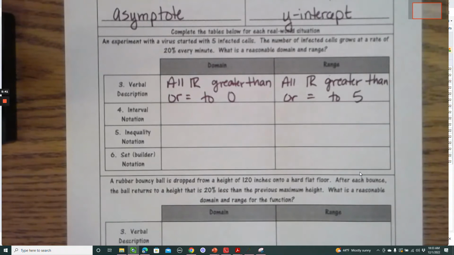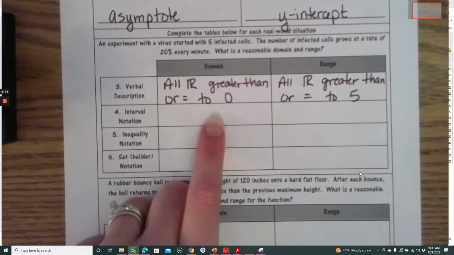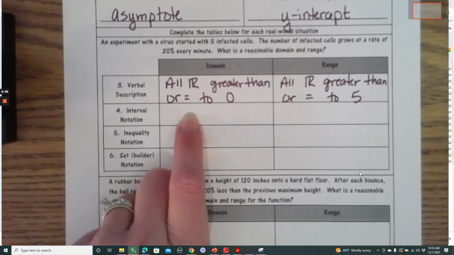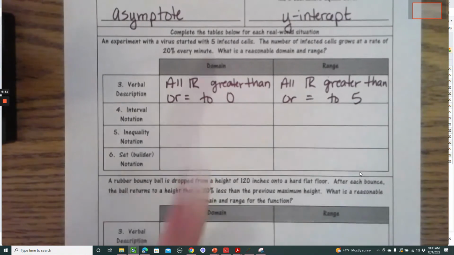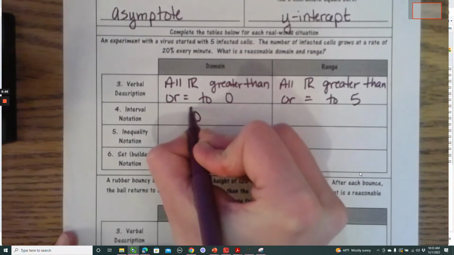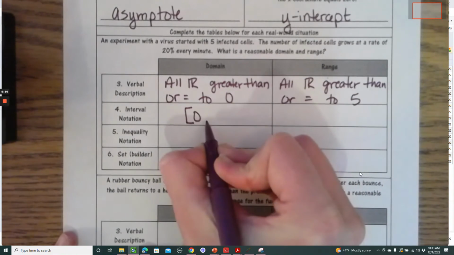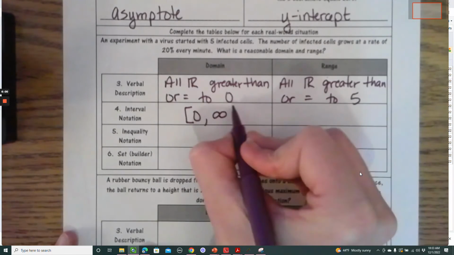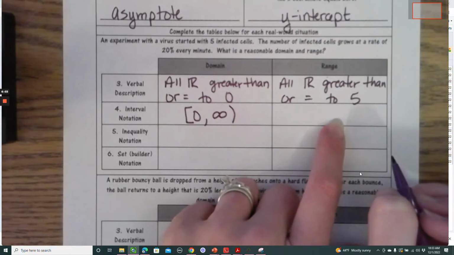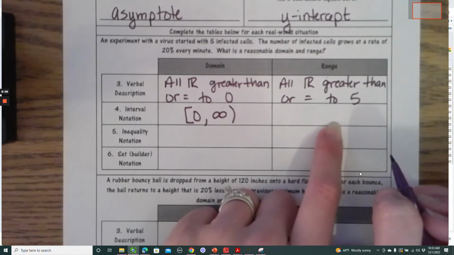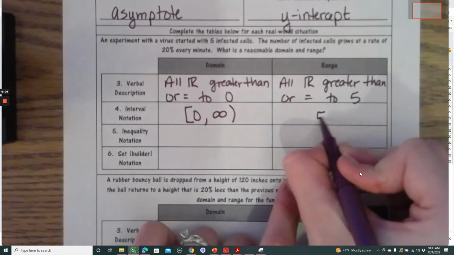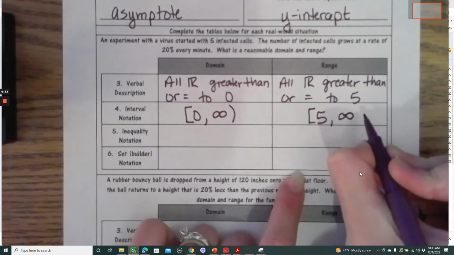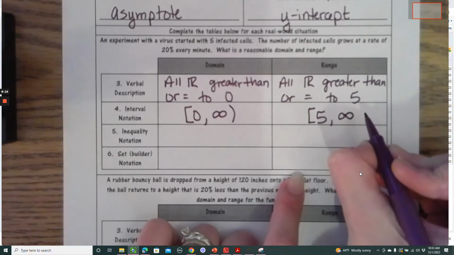All right, so now we've got our basis. We can start. So how would I write this, greater than or equal to 0, as an interval? What's my first number going to be? 0. Bracket, because greater than or equal to gets a bracket. Infinity, what kind? You need a parenthesis. Okay. What about this one? What's it start at? 5, to infinity. Bracket to infinity, not bracket. A not bracket is called a parenthesis.